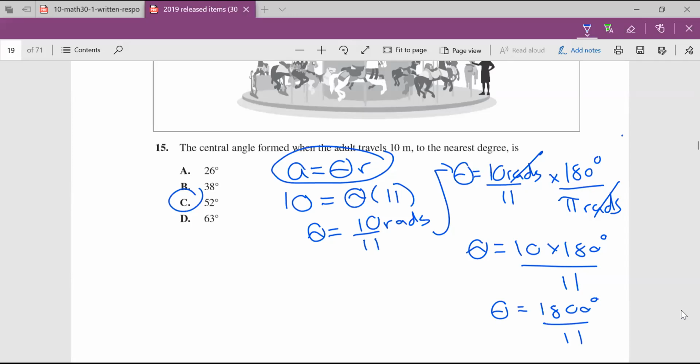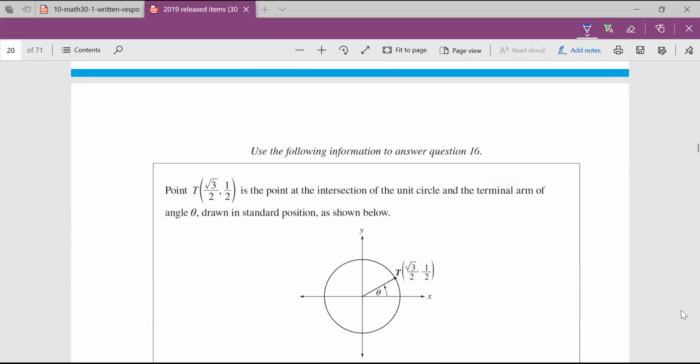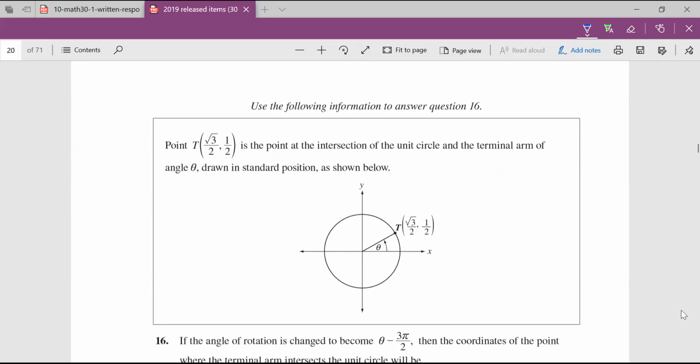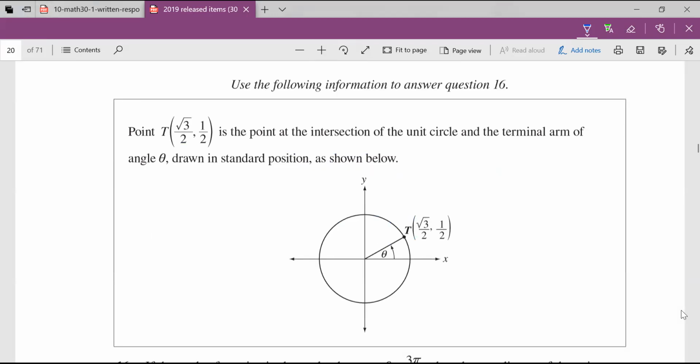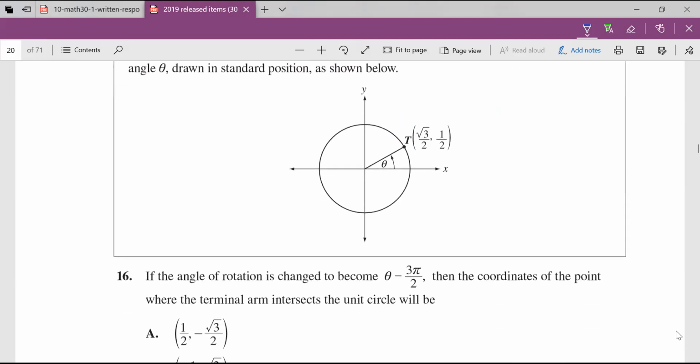Okay, where are we at now? Still going to be in trig. And what do we got here? The point T, and they give it to us, is the point at the intersection of the unit circle and the terminal arm drawn in standard position. Okay, well, friends, as soon as I start seeing stuff like that, I'm thinking of, I would on my diploma have my unit circle or my special triangles drawn and written beside me on my scrap paper. That's probably one of the first things I would do as I walk into my exam. And it says if the angle of rotation is changed to become whatever this is, then the coordinates of the point where the terminal arm intersects the unit circle.